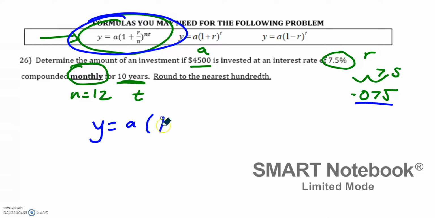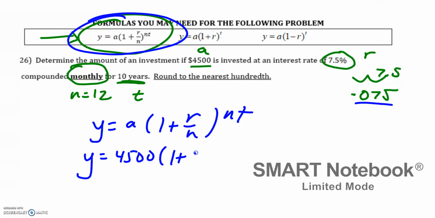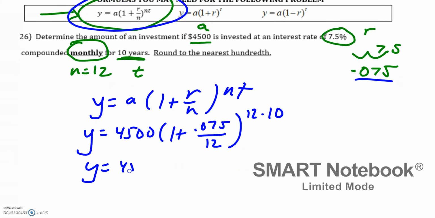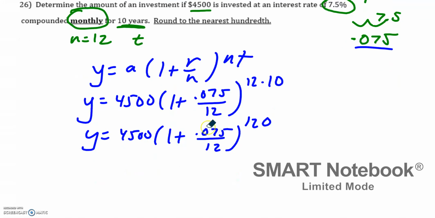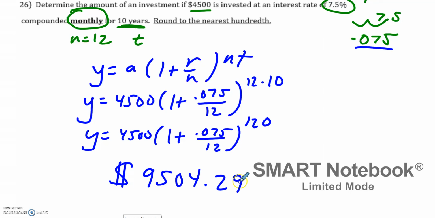Y equals A times 1 plus r over n to the nt. Let me plug in what I know. My initial value is 4,500. My rate is 0.075. Compounding 12 times a year for 10 years, n times t is 12 times 10. Y equals 4,500 times 1 plus 0.075 over 12 to the 120th power. If you want to get this right, do the order of operations: 0.075 divided by 12, plus 1, raised to the 120th, times 4,500. And if you plug that in correctly, your final answer would be $9,504.29.